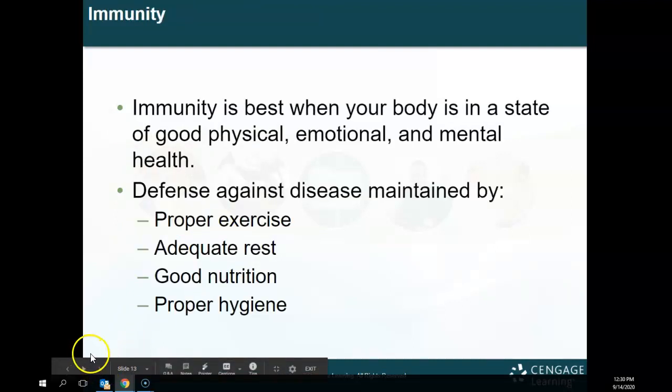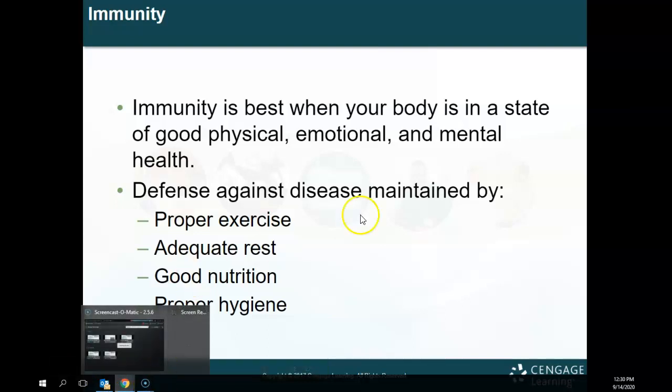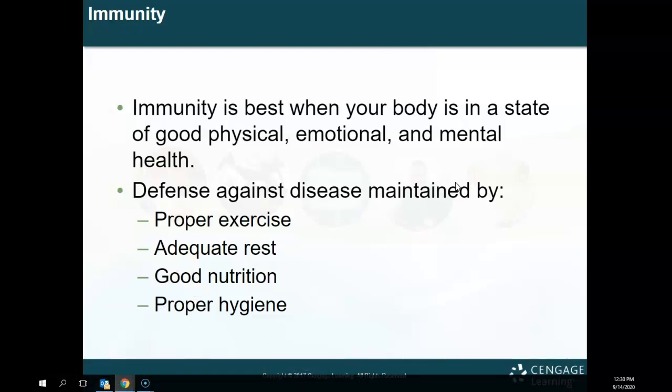Immunity is best when your body is in a state of good physical, emotional, and mental health. So this is actually really interesting. And in 2020, I think people talk more about mental health now than they ever did. So let's talk about it. Why does mental health affect your physical health?